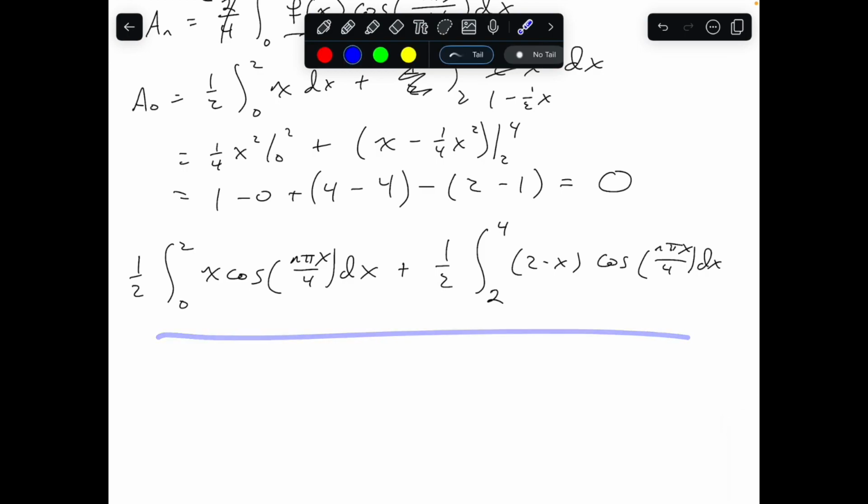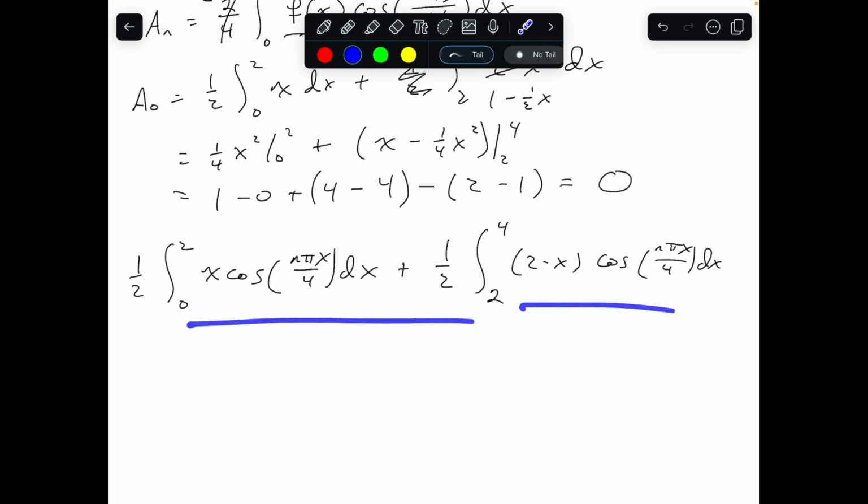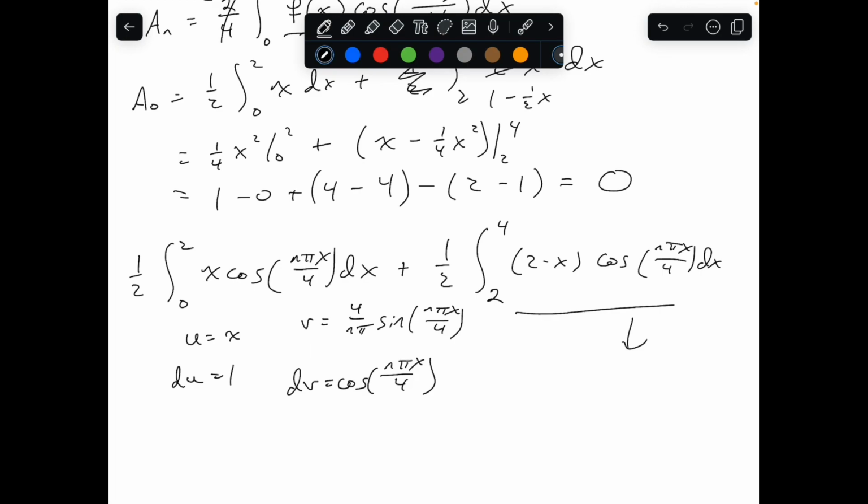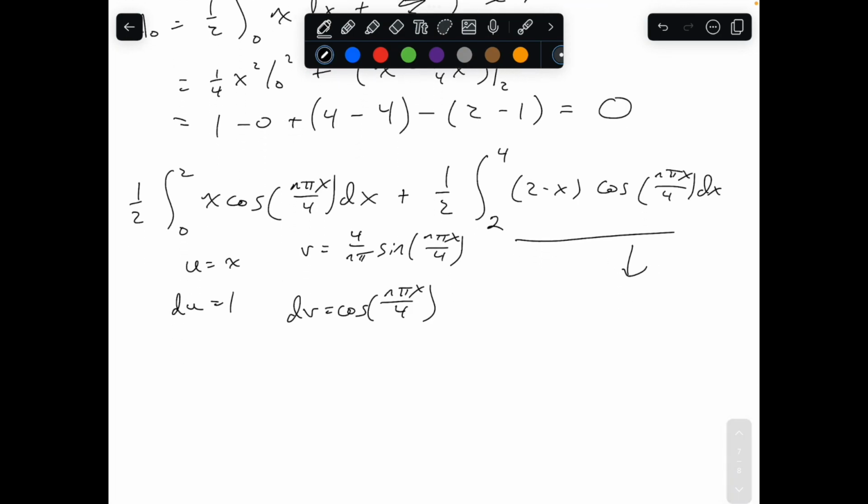All right. And then anyway, I'm not going to do these integrals over here, but you'll just do integration by parts on each of them. So this guy would be u equals x, your dv is cosine of n pi x over 4, and so your v would be 4 over n pi times sine of n pi x over 4, and then your du would just be 1. And then you do a similar thing over here. And when you do all of that, you should end up getting that your a_n is equal to, I'm just going to copy my solutions over here.